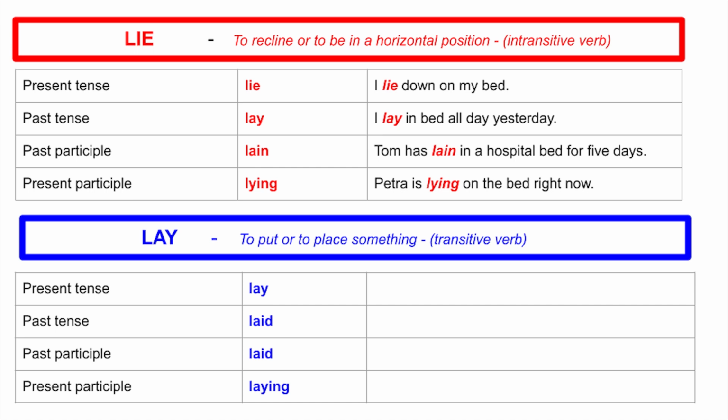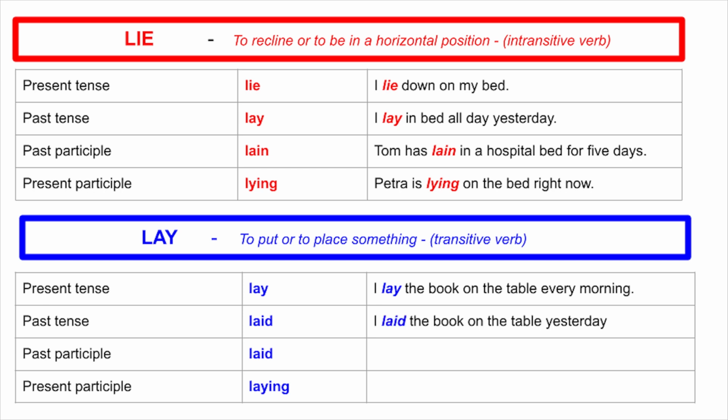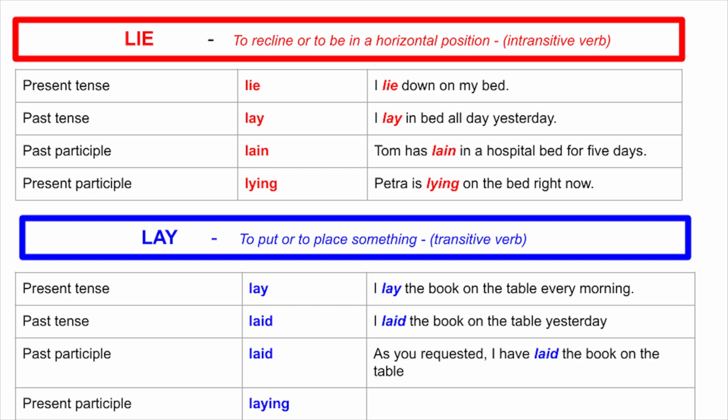Using the present tense form of the verb lay, which is lay, I lay the book on the table every morning. Using the past tense form laid, I laid the book on the table yesterday. Using the past participle laid, as you requested, I have laid the book on the table. And using the present participle laying, I am laying the book on the table as we speak.